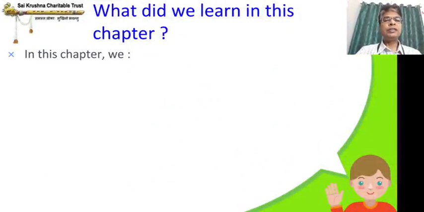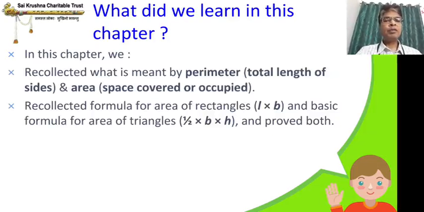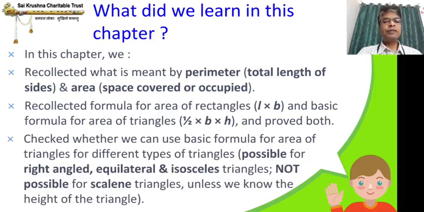So, what did we learn in this chapter? Recollected what is meant by perimeter, which is the total length of sides, and area, the space covered or occupied. Recollected the formula for area of rectangles, that is L into B, and the basic formula for area of triangles, half into B into H, and we also proved both of them. We checked whether we can use the basic formula for area of triangles for different types of triangles. Yes, it was possible for right angle, equilateral and isosceles, but it was not possible for scalene triangles unless we know the height of the triangle.